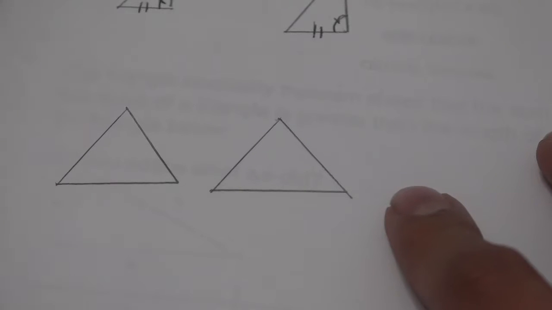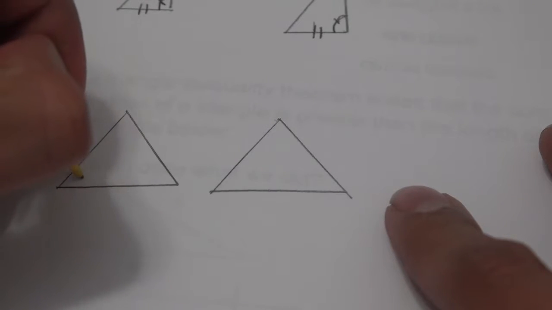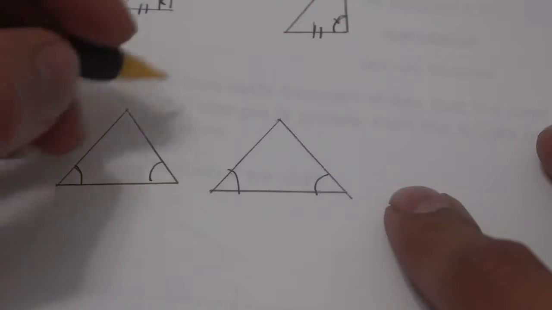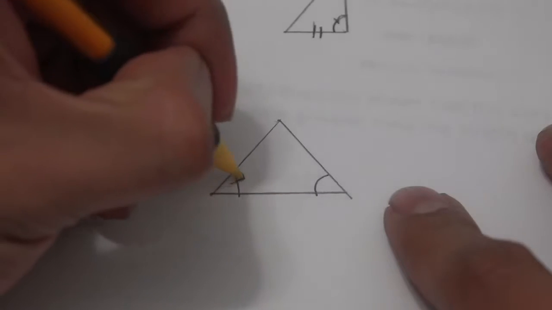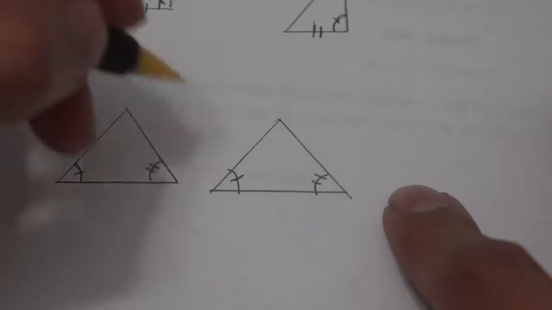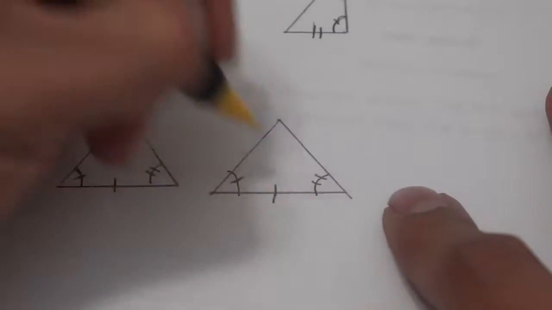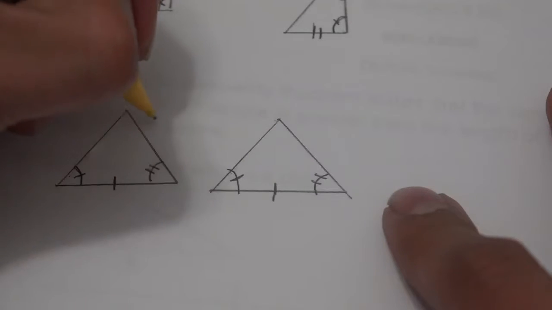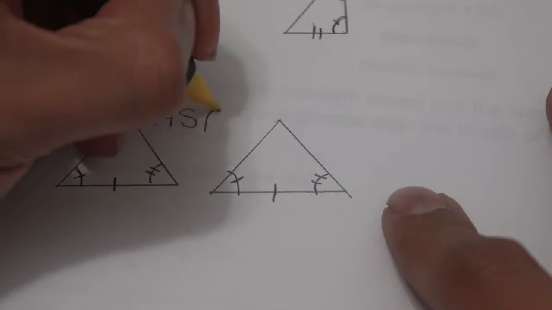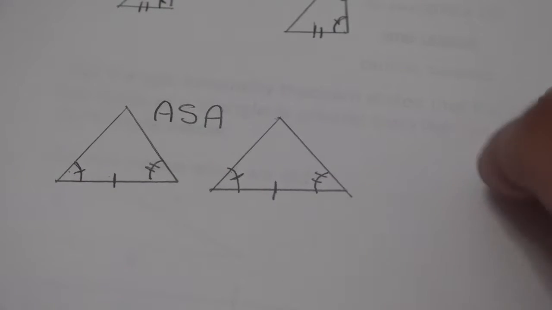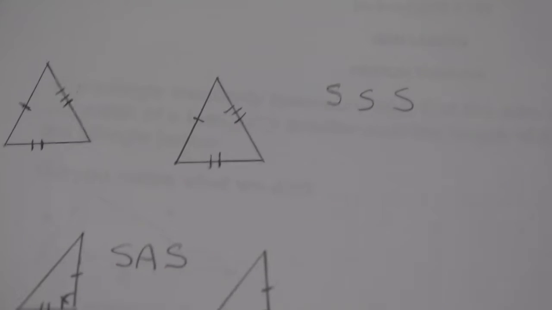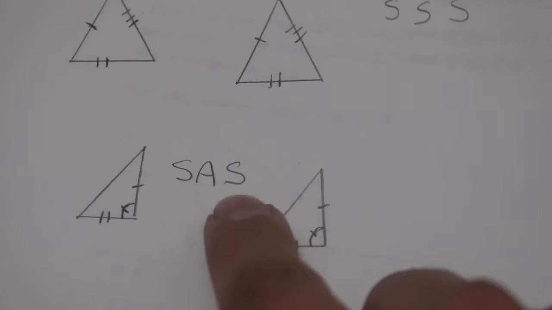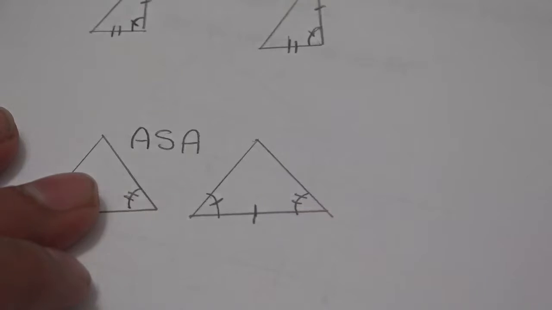Also, if you have two angles of a triangle congruent to two angles of the other triangle and the included side, then the triangles are congruent by angle, side, angle. Angle, side, angle. So far, what do we have? We have side, side, side; side, angle, side; angle, side, angle.